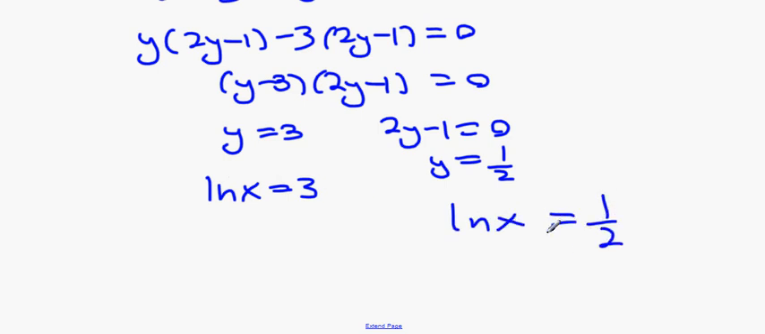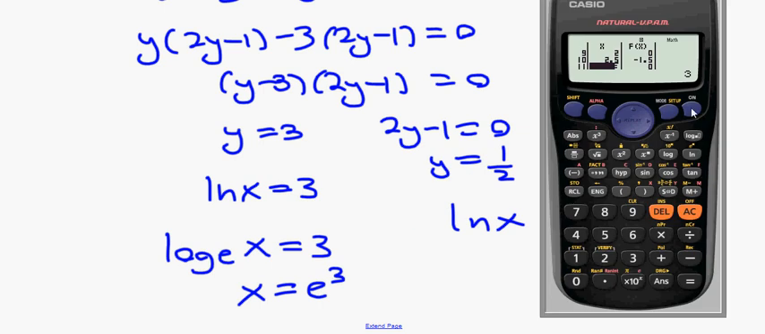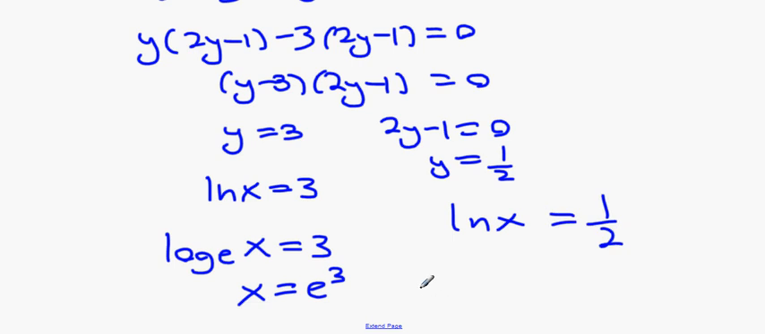Now what is ln x? ln x means log to the base e. Log x to the base e equals 3. This means x equals e to the power of 3. That's an acceptable answer. You could also type it into your calculator, where you can do shift e 3. You can get it as 20.1 if you want.